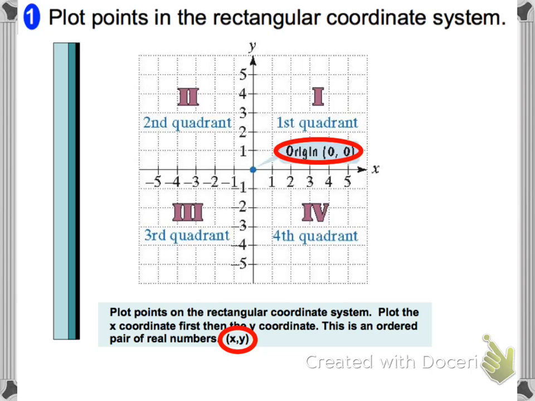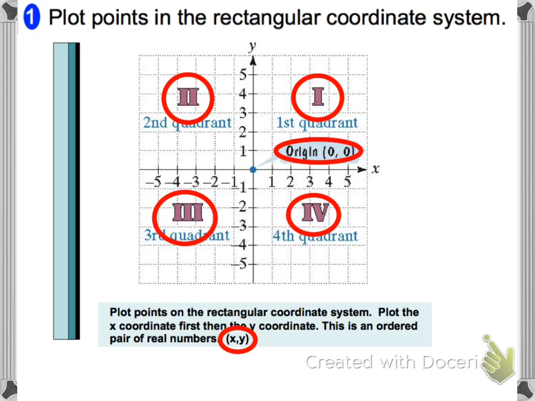The biggest part that I want to talk about in this slide is how we name our quadrants, because this vocabulary will come up throughout this course. Our first quadrant is where x and y are both positive, and then we're going to go counterclockwise from there for quadrants 2, 3, and 4. Also pay special attention to the fact that we use Roman numerals to name our quadrants.